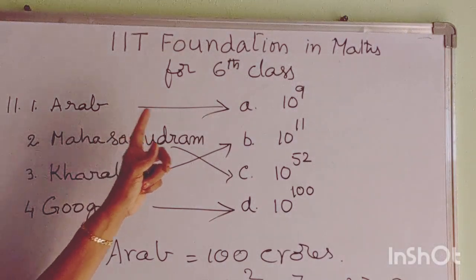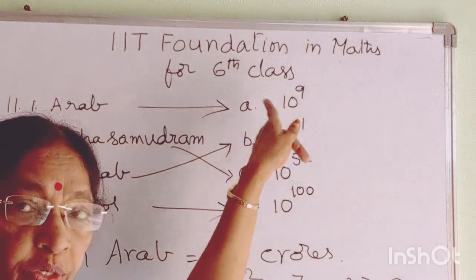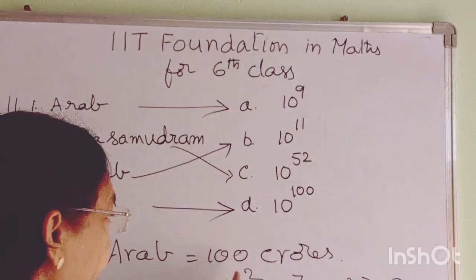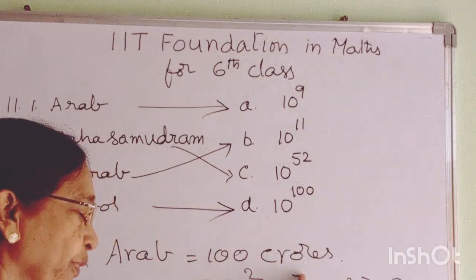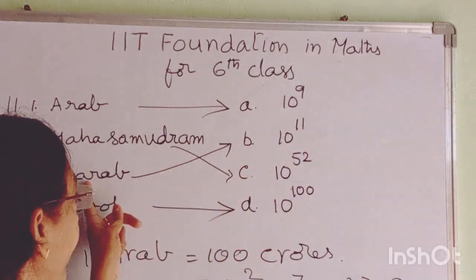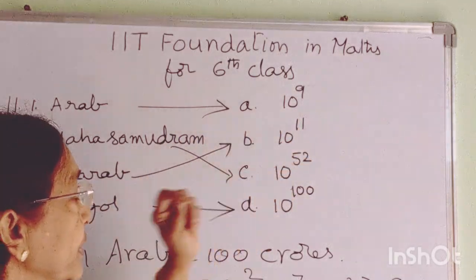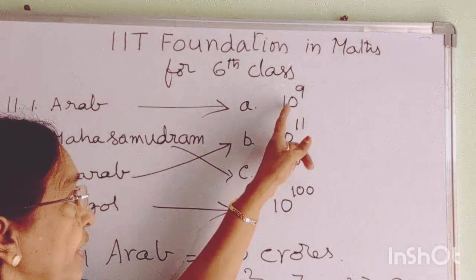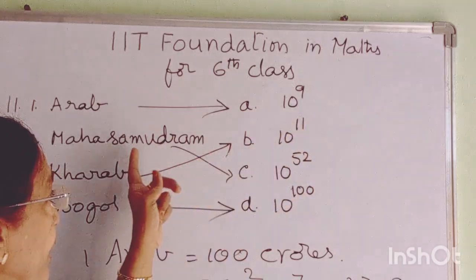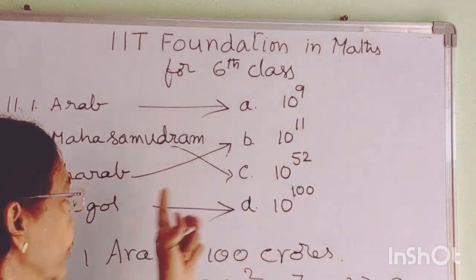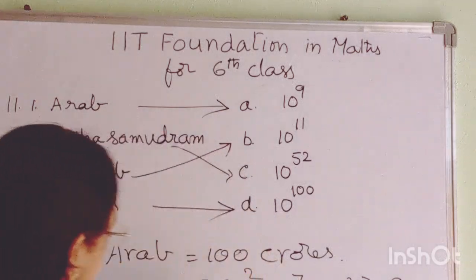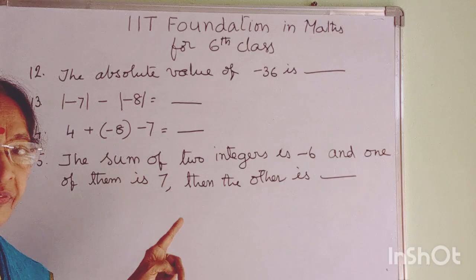So 1 Arab is equal to 100 crores. 1 crore is 10 to the power of 7. 100 is 10 square. Therefore, 1 Arab is equal to 10 to the power of 2 into 10 to the power of 7. That is 10 to the power of 9. And Kharab is 100 Arabs. 100 means 10 square. Therefore, 10 square into 10 to the power of 9 is equal to 10 to the power of 11. So, 1 Kharab is equal to 10 to the power of 11. And the Mahasamudram is 10 to the power of 52. Google is 10 to the power of 100.